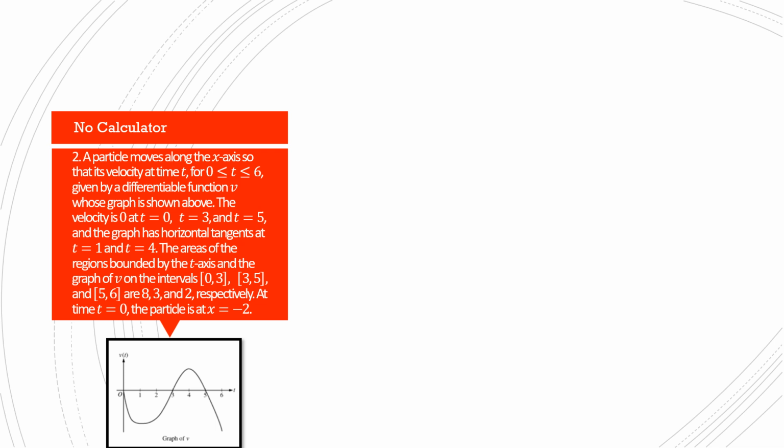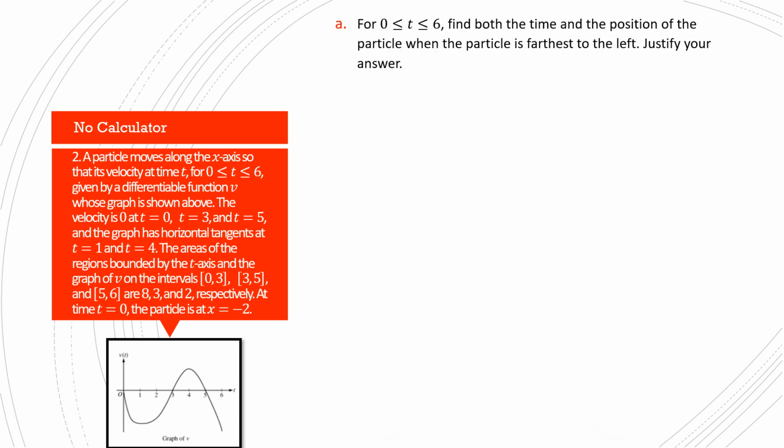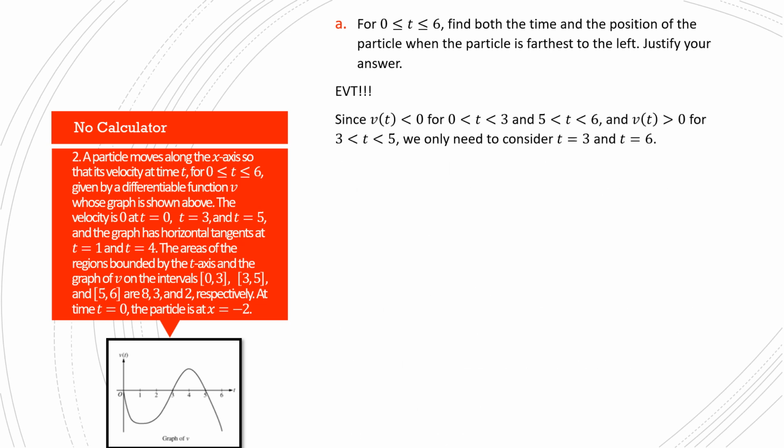At time t equals 0, the particle is at negative 2. All right, so the first question says, find both the time and the position of the particle when the particle is furthest to the left, and justify your answer. So furthest to the left, they're talking about the absolute most left. So they're talking about the extreme value theorem.